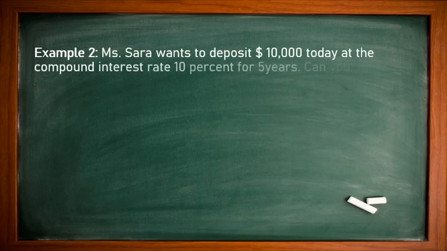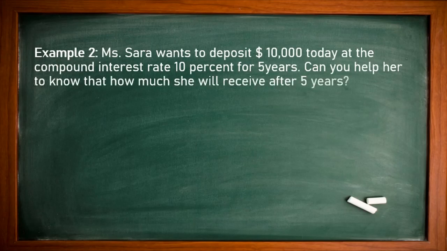So we'll take another example to understand this. Suppose we go for example 2. Miss Sarah wants to deposit $10,000 today at the compound interest rate of 10% for 5 years. Can you help her to know how much she will receive after 5 years?